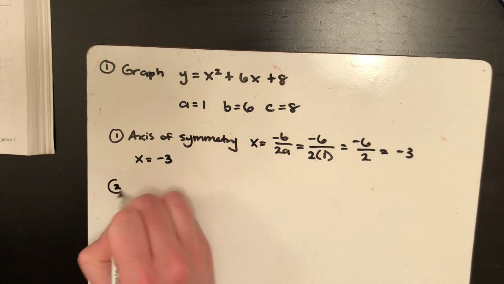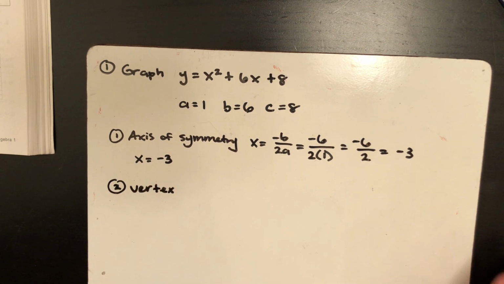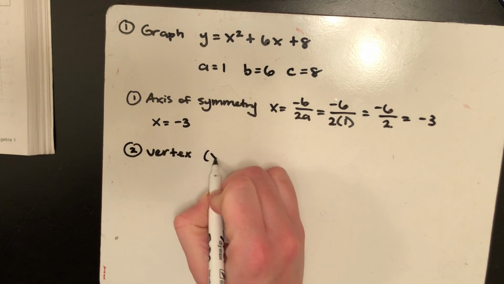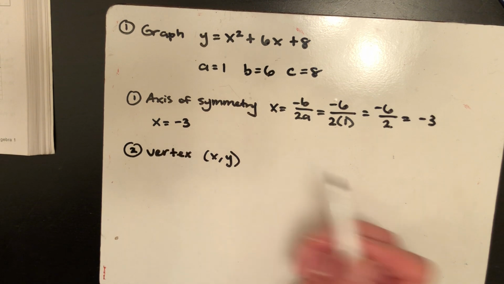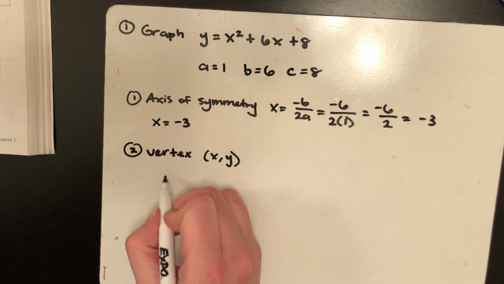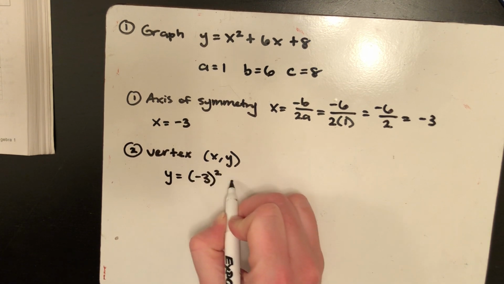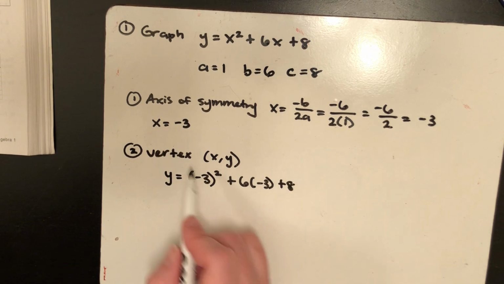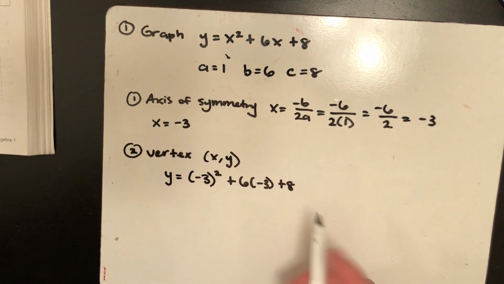All right, step 2 is to find my vertex. Remember, the vertex is the maximum or minimum point on the parabola. So it's going to be a coordinate, right? I already found my x coordinate right here at negative 3. So if I plug negative 3 into my equation, I have negative 3 squared plus 6 times negative 3 plus 8. All I did was take this answer and plugged it back into my original equation.